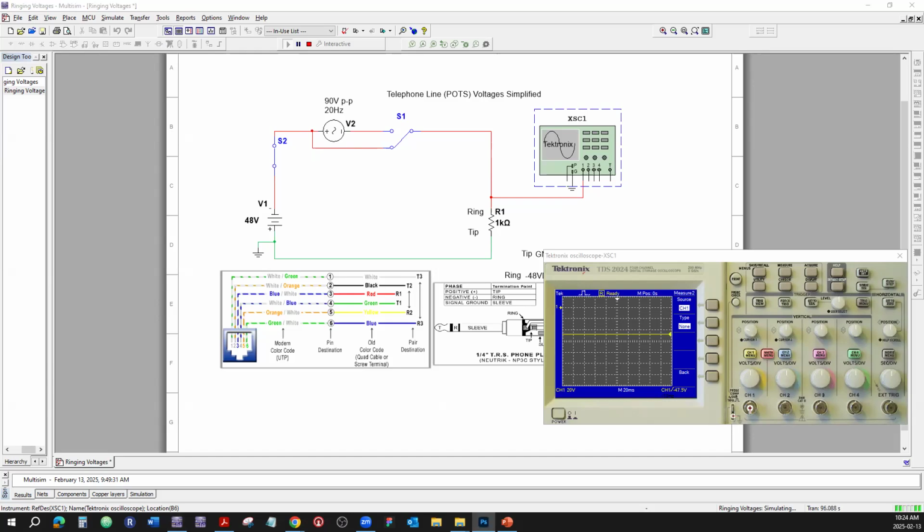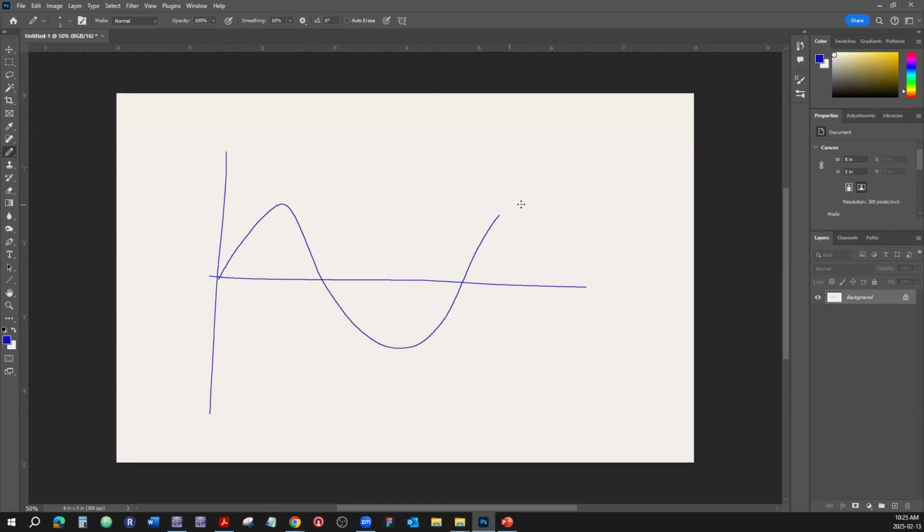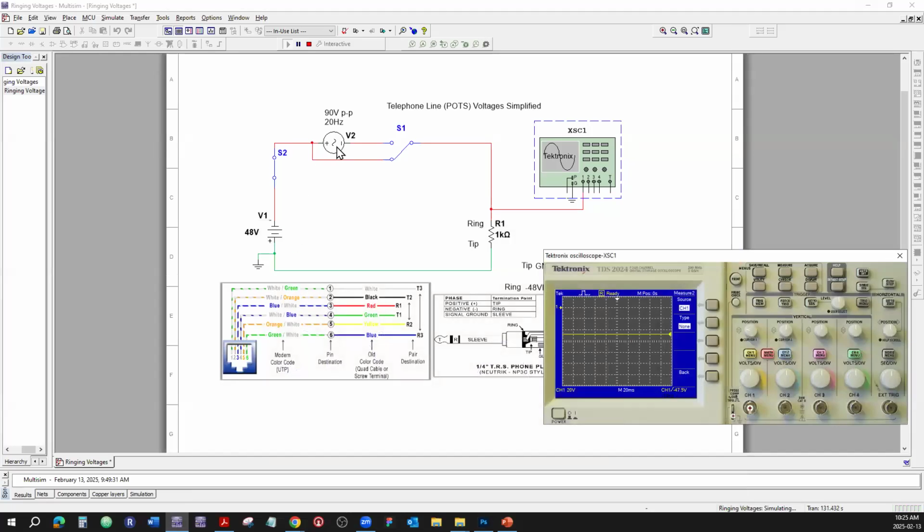Just as a reminder, here's our x-axis, here's our y-axis, here's our sine wave, here is 90 volts peak to peak. All right, 90 volts. So that's what this thing is giving us, 90 volts peak to peak at 20 hertz.